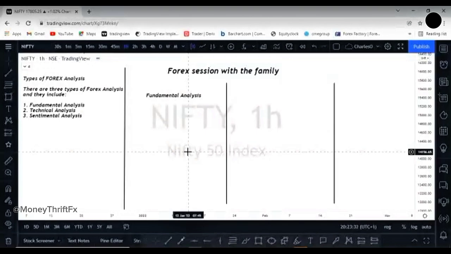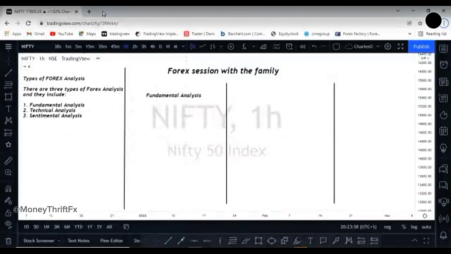Every other strategy that individuals use in approaching the market can be classified under any of these. But can the three types of analysis be combined? Yes. You can use the fundamental analysis, you can use the technical analysis, and you can use the sentimental analysis. Any form of analysis you want to use, you can use it. All right, so let's now look at what fundamental analysis is.